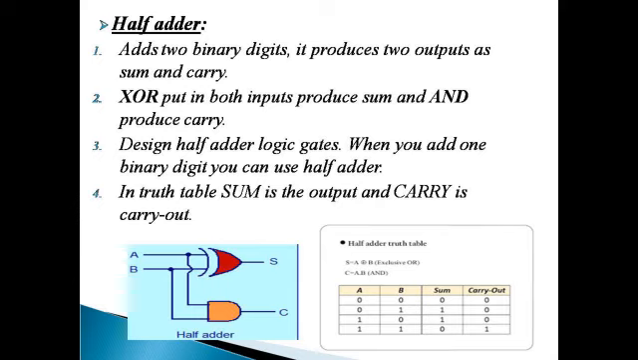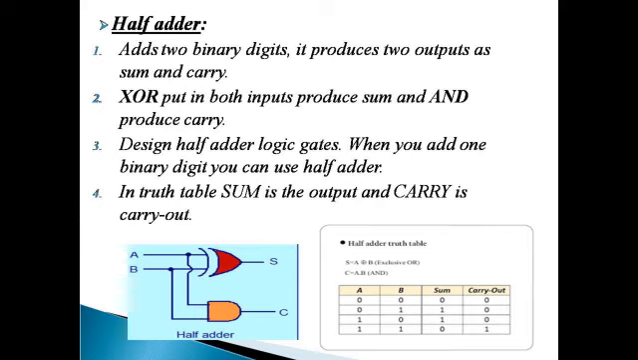Now look at point number 3. Design of half adder with logic gates. When you add binary digits, you can use half adder. In the truth table, sum is the output and carry is the carry out. Now look at the truth table. We give 4 inputs in A and B. In A we have 0 0 1 1, and in B we have 0 1 0 1 alternately.